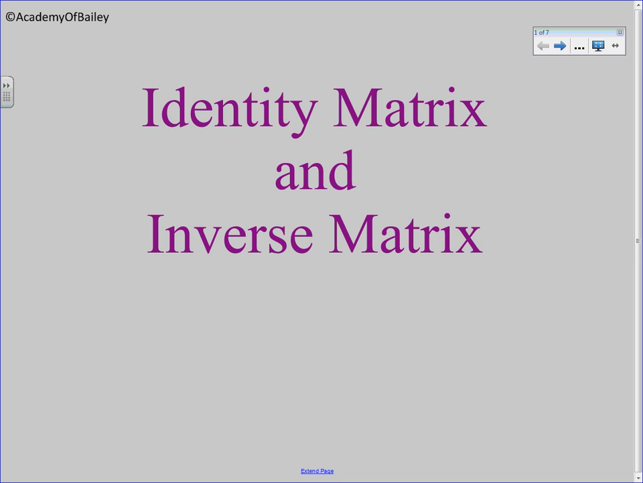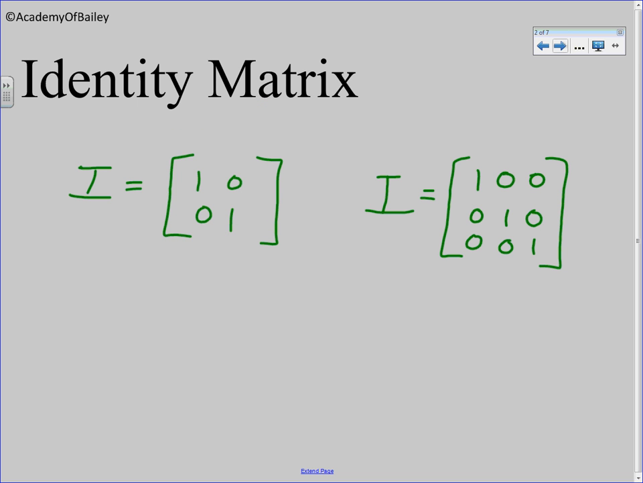Alrighty, we have this video lesson here on the identity matrix and the inverse matrix. We're going to talk more about the inverse matrix. The identity matrix is a matrix, and we use the capital I to identify that it's the identity matrix. When we're talking about the identity matrix, it's for a 2 by 2. This main diagonal down through here will have ones in it, and every other number will have a 0.